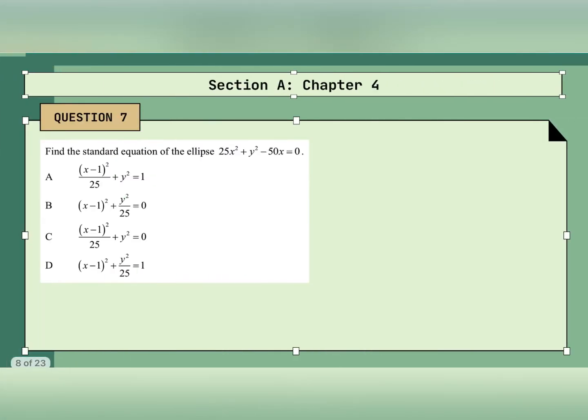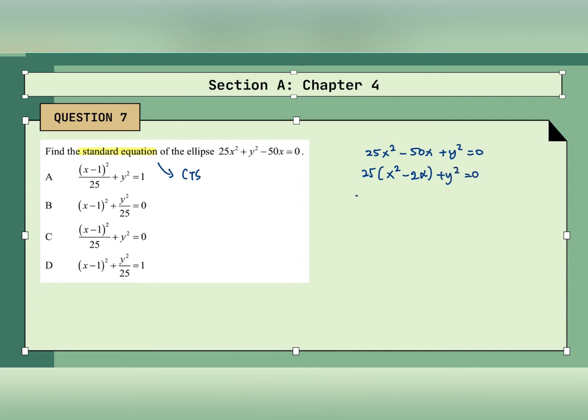Now, question number 7. Find the standard equation of our ellipse. Okay, standard equation, kita punya ending kena equals to 1. So, standard equation kita kena form completing the square. Okay, so here 25x squared minus 50x plus y squared equals to 0. Factorize 25 dapat x square tolak x. X square minus 2x plus y squared equals to 0.